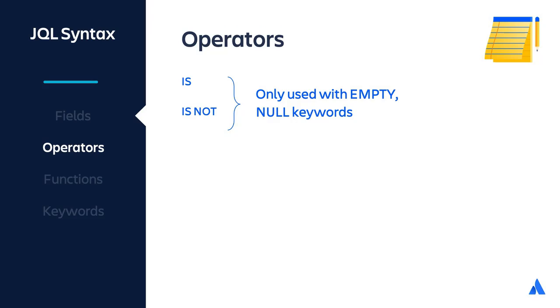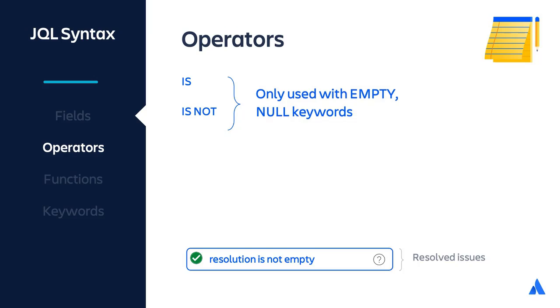The operator is tests for whether a field does or does not have a value, so it is only used with the empty and null keywords. The not operator is used to negate and can only be used with the operators is, was, and in. Here, resolution is not empty returns resolved issues, namely issues which have a resolution value, which is what JIRA considers to be resolved.